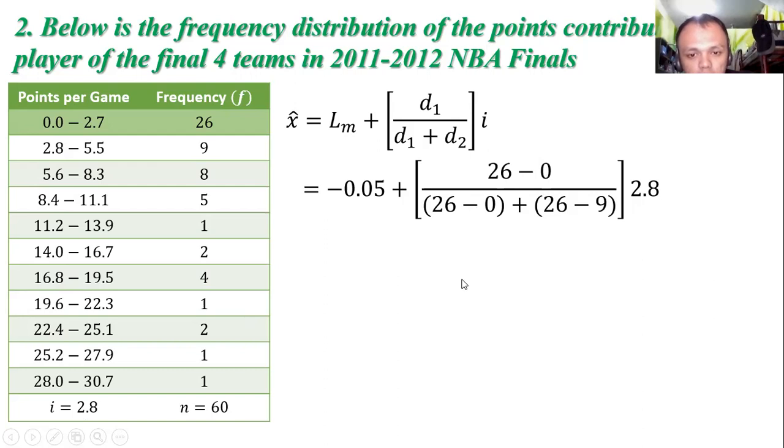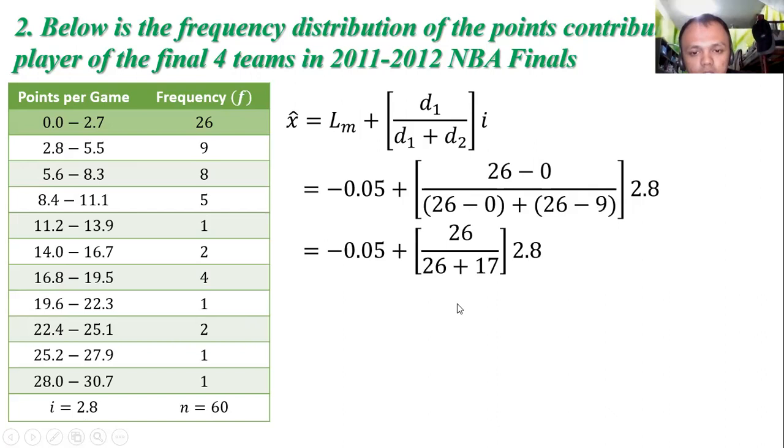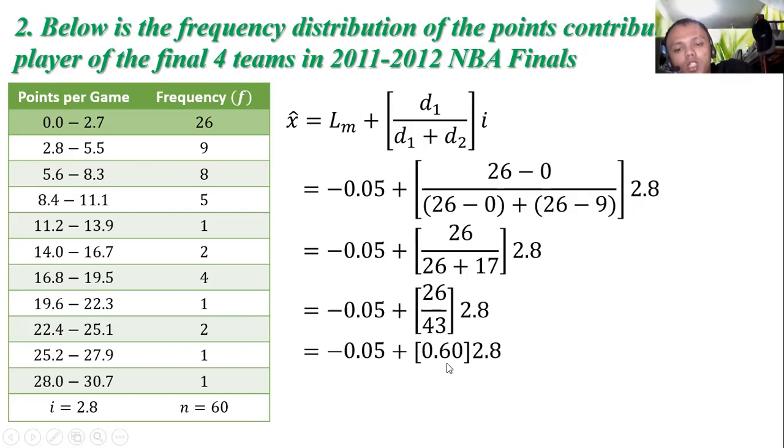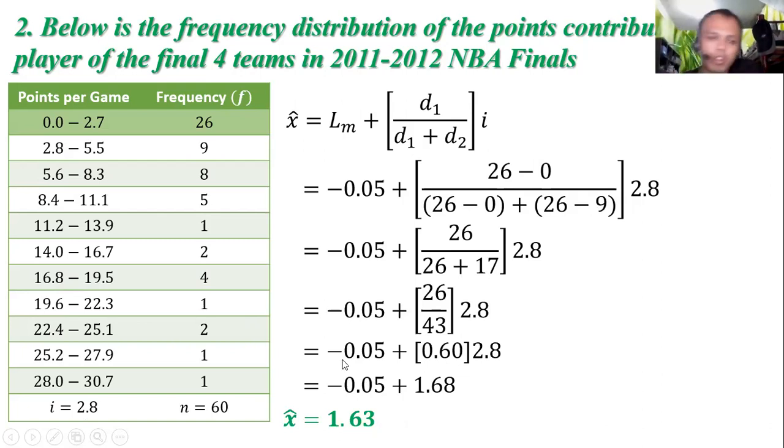Now, 26 minus 0 is 26. Then 26 minus 9 is 17, plus 26, that would be equal to 43. 26 divided by 43 is equal to 0.60, already rounded off, times 2.8 is 1.68, plus negative 0.05, that would be equal to 1.63 for your mode.